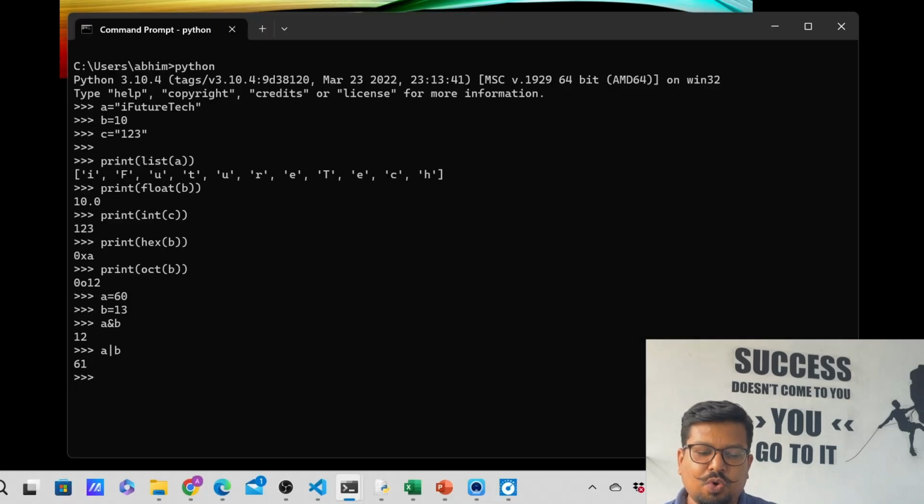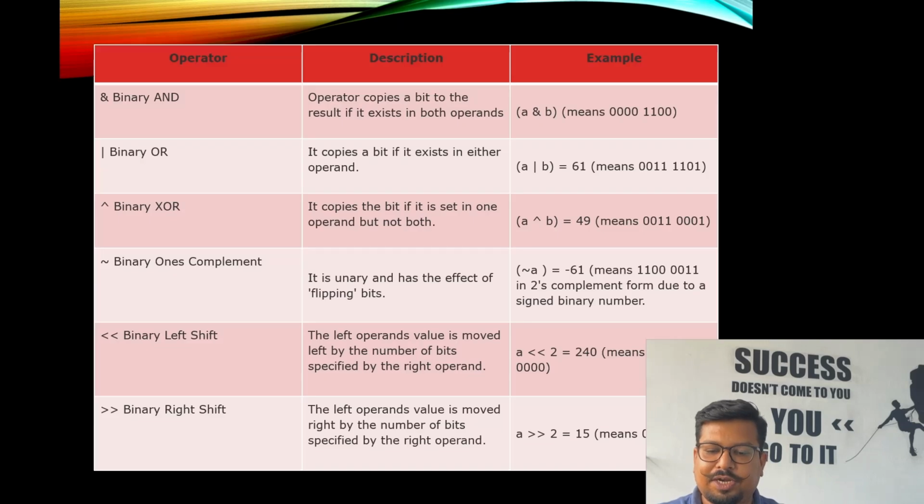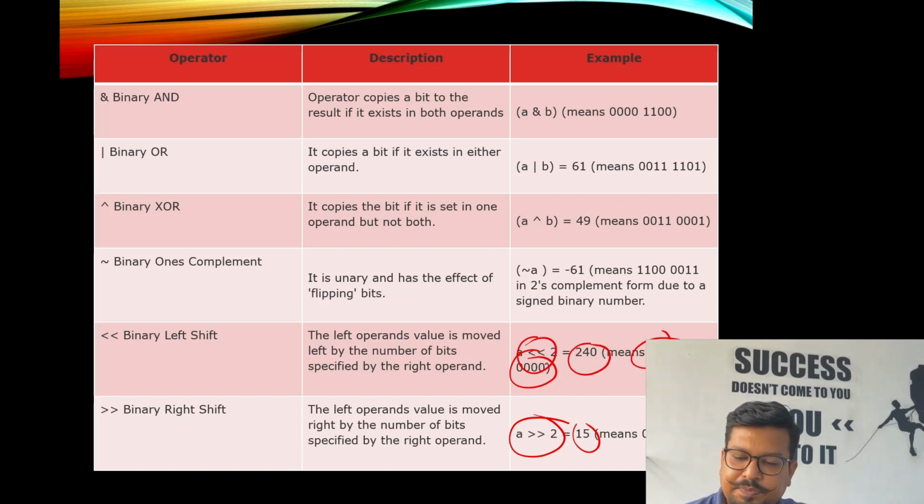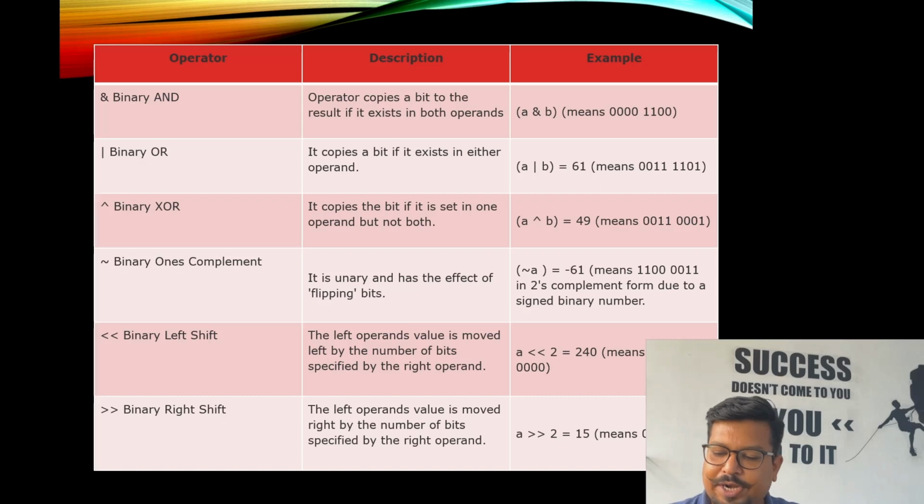So if I just show you over here, A right shift by 2, then I am going to get the answer 15 because I am shifting it to the right hand side. And if I do the same reverse operation by 2, that is to the left hand side, then I am going to get the answer as 240. As I have mentioned in the table, you can just verify this. So I am going to get 15 for right shift, and for left shift I am going to get 240. Okay, so I hope you are clear with the bitwise operations as well.